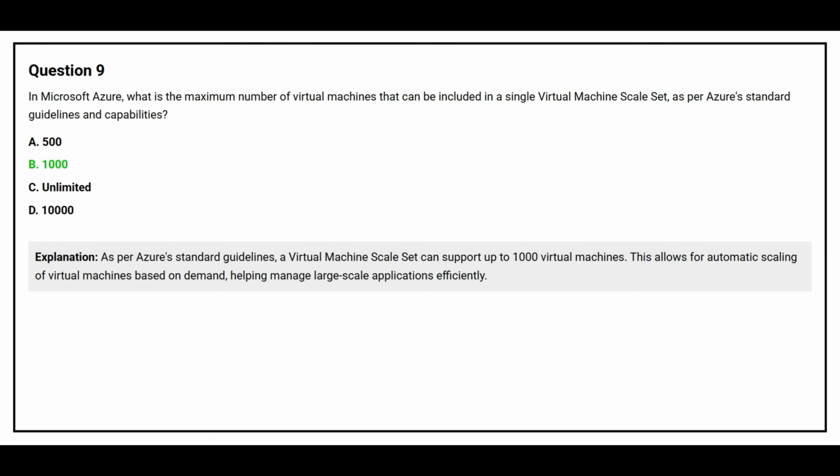As per Azure's standard guidelines, a virtual machine scale set can support up to 1000 virtual machines. This allows for automatic scaling of virtual machines based on demand, helping manage large-scale applications efficiently.